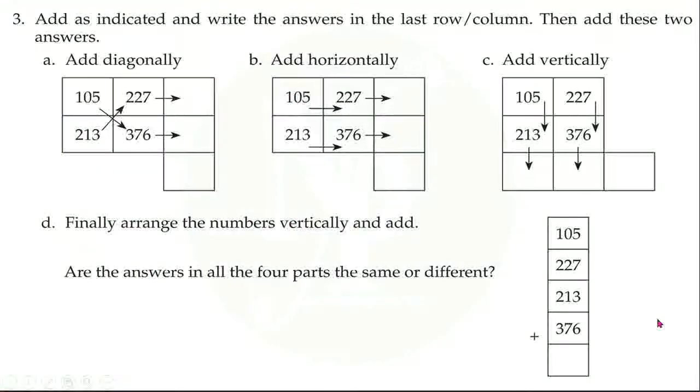Now let us move to the next question, question number 3. Add as indicated and write the answers in the last row or column. Then add these two answers. So first let us look at A alone. Here we have 4 different cases, A, B, C, D. And first let us look at A alone.